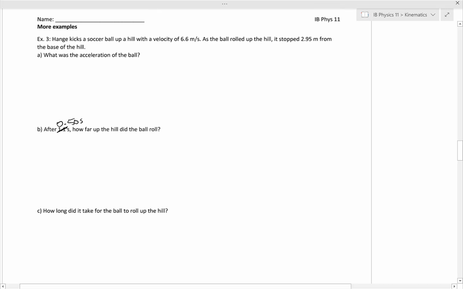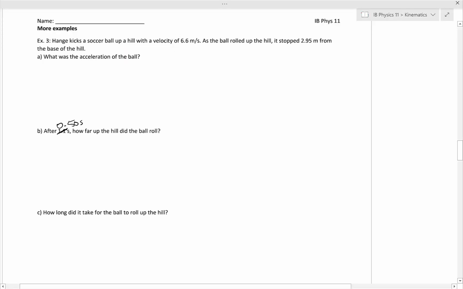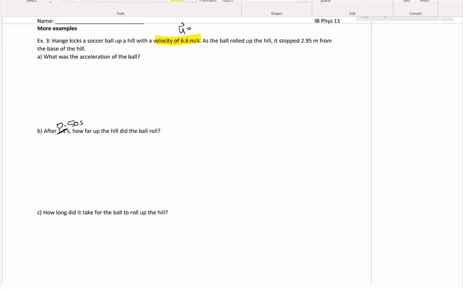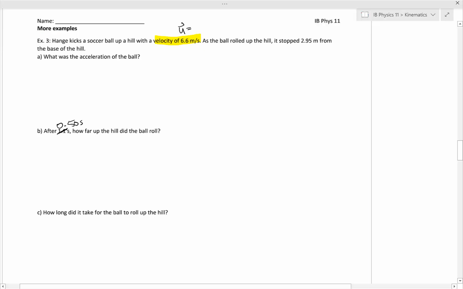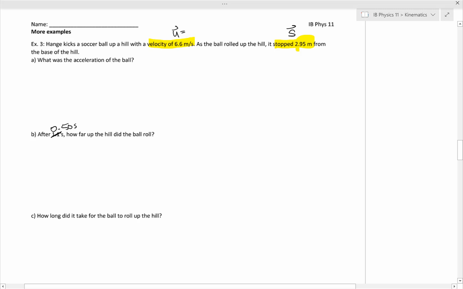We have Hange from Attack on Titan again. She kicks a soccer ball up a hill with a velocity of 6.6 meters per second. So this is talking about the very beginning where the ball starts to roll up the hill, which means this is our initial velocity of our soccer ball. Our soccer ball is the object that is moving in this case. It's rolling up the hill. It stops after 2.95 meters. The units tell us this is a displacement. So that's the displacement for our problem.